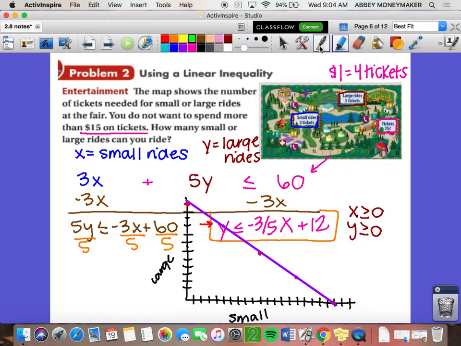Well, let's take a look here. We said that x had to be greater than or equal to 0, right? So my x and my y both have to be greater than or equal to 0. And with my inequality equation, it said my y values are less than or equal to that equation. So I'm going to shade inside that triangle.